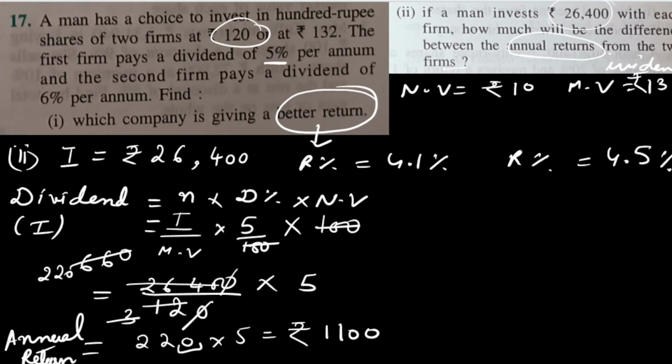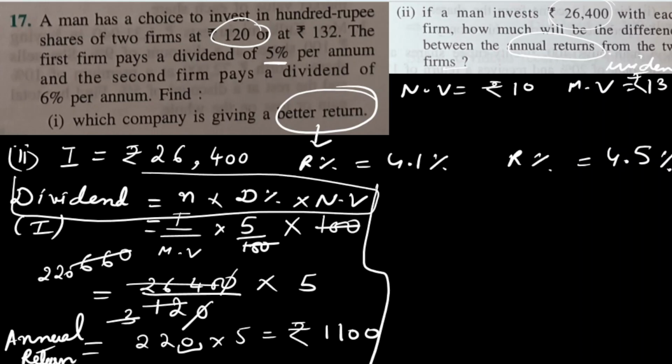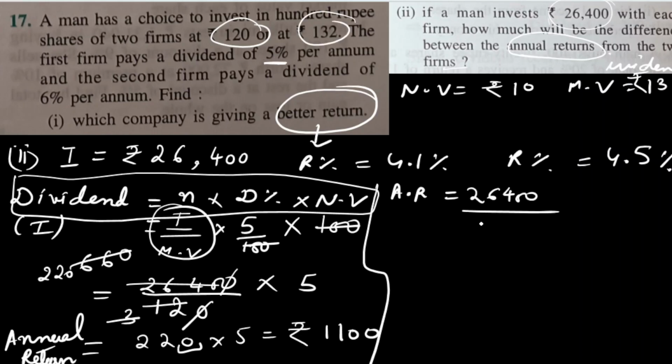Directly I will be just writing the formula. So dividend is equals to, here I am taking it as annual return. I am just writing as AR, annual return. Number of shares is not given to us. Again, I by MB. I means investment. It's not a standard symbol, I am just writing I as investment. 26,400 divided by market value. Market value for this one is 132. Its dividend percent is 6%. In the formula I am using 6 by 100 and its nominal value is 100.